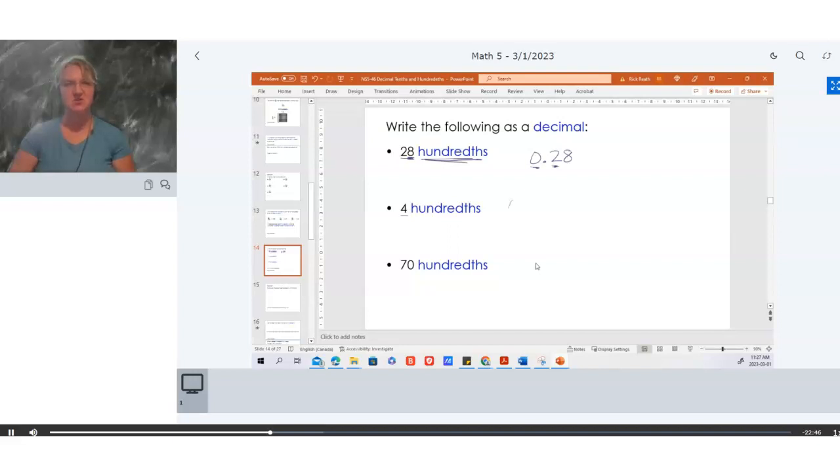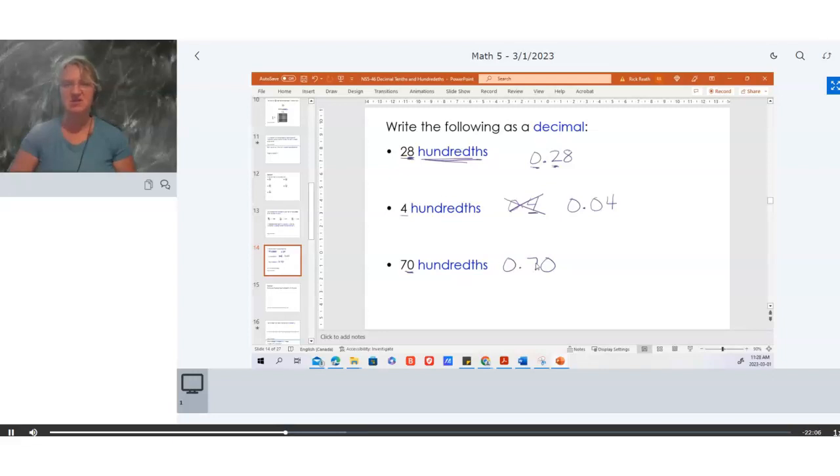So here, if we have 4 hundredths, if we wrote this, that would be wrong because that would put 4 in the tenths place. So that's not what we want. We need to remember that we need to put the 4 in the hundredths place. So 0 in the tenths, 4 in the hundredths. And here again, we have 70 hundredths, and the last digit is a 0. Now we're going to put the 7 in the tenths place and the 0 in the hundredths place. So make sure that you keep that straight.